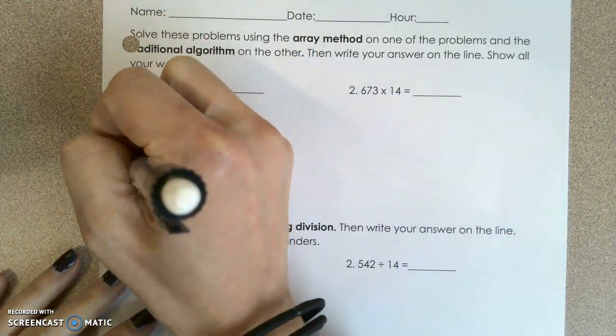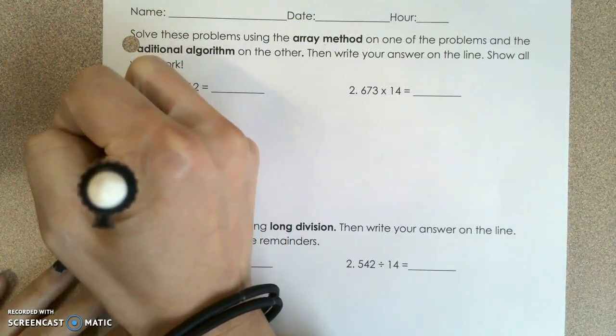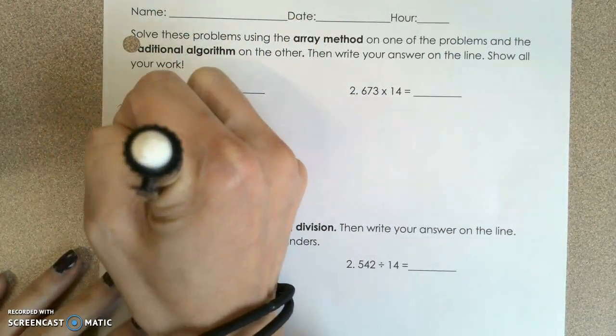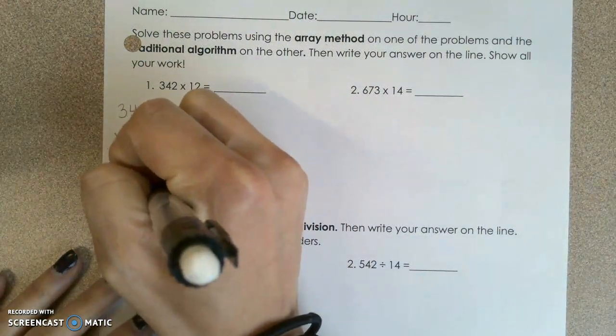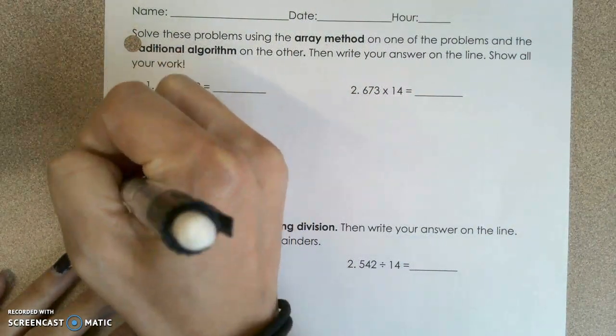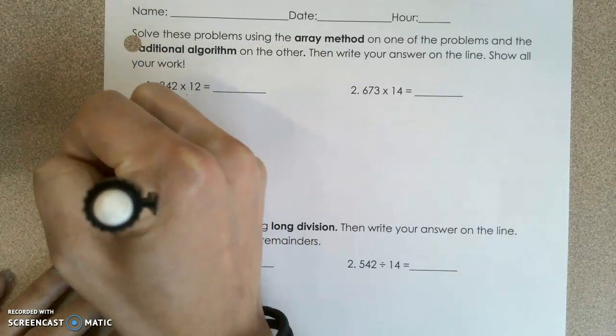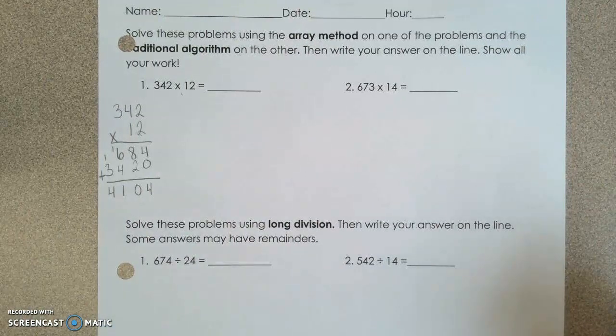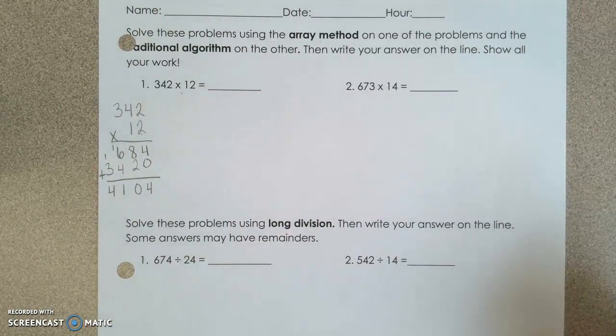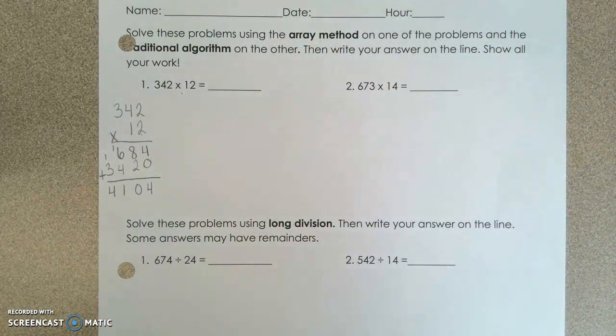So then 1 times 2, 1 times 4, and 1 times 3. Then we just add those two partial products together. $4,104. Then we have the area model or array method, and we're going to see a lot of similarities here.